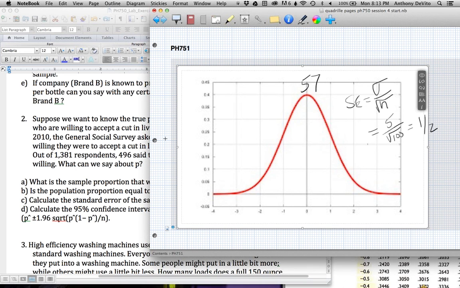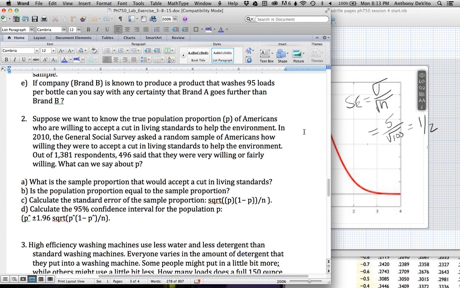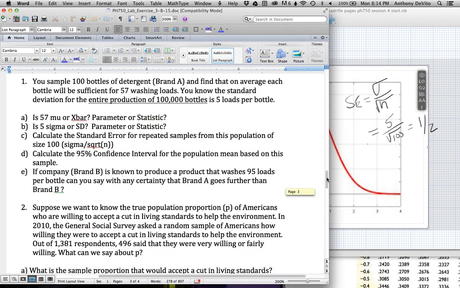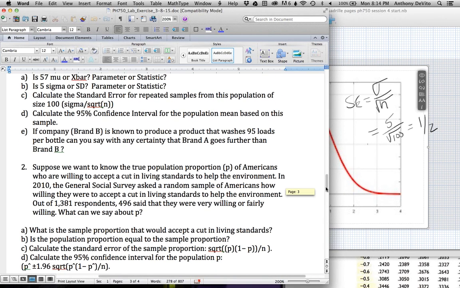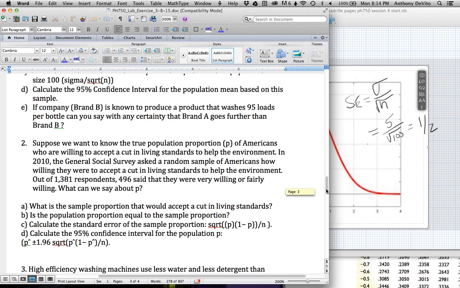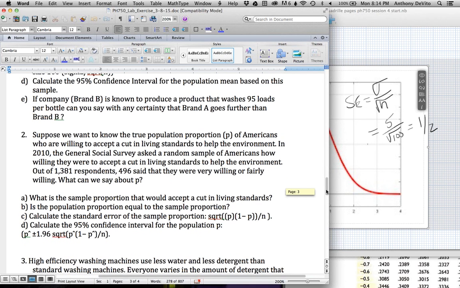All right, so now let's see if we have any questions that they want us to answer based on this. Calculate the standard error, we just did that. Calculate 95, oh, we're getting at the confidence interval.